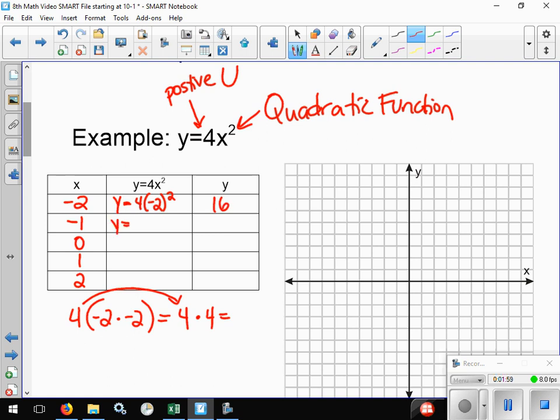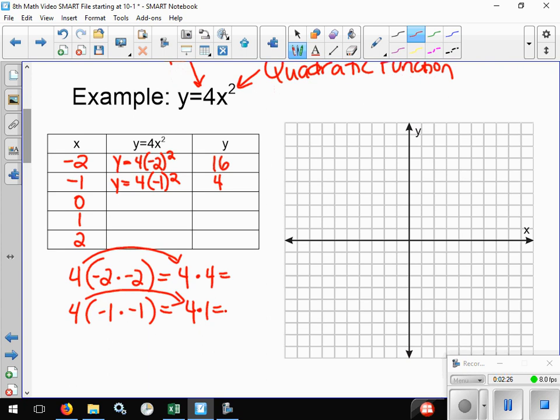Okay, let's try another one. Y equals 4 times what? -1 squared this time. So you have -1 times -1. Okay. Then we'll multiply everything by 4. So -1 times -1 is positive 1. And we bring the 4 over. So it's 4 times 1 gives us 4. Okay, let's try another one. Well, y equals 4 times 0 squared. Well, anything times 0 is going to give you 0.